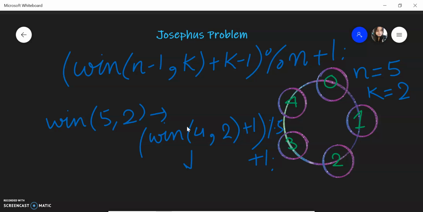And again in a similar way we will have to find the answer of when 4 comma 2, which will come as when of 3 comma 2, right? Because k will be the same but our n will differ, plus 1 mod 4 plus 1. So when our base condition is reached, it will return 1 and this formula will be calculated. Now having run through one example, let's just try to quickly code it.